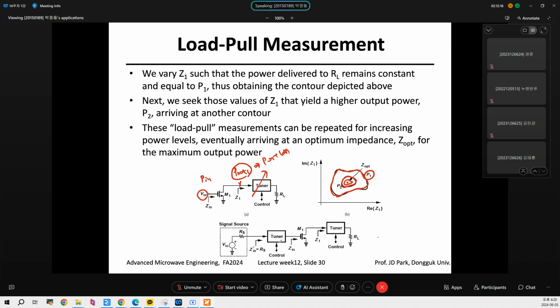For this input line, we also have a tuner such that the maximum power delivered is guaranteed by controlling this source. So we just assume that this input power is kept constant. Because this is natural, right? If this is a hard switching, the impedance at this point is also changing. So we use a tuner to keep this P in constant. Make sense?